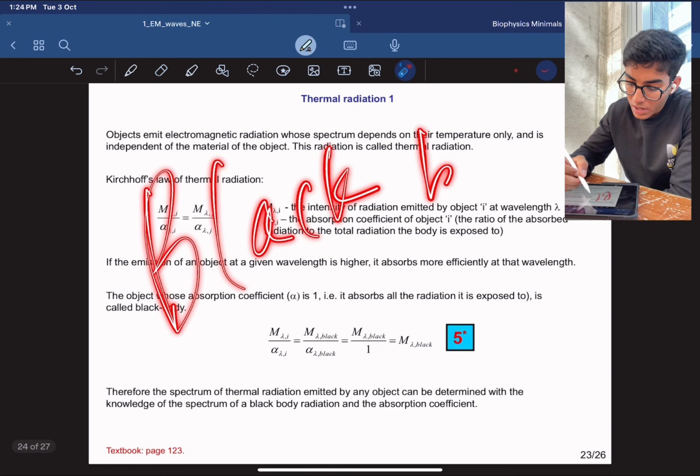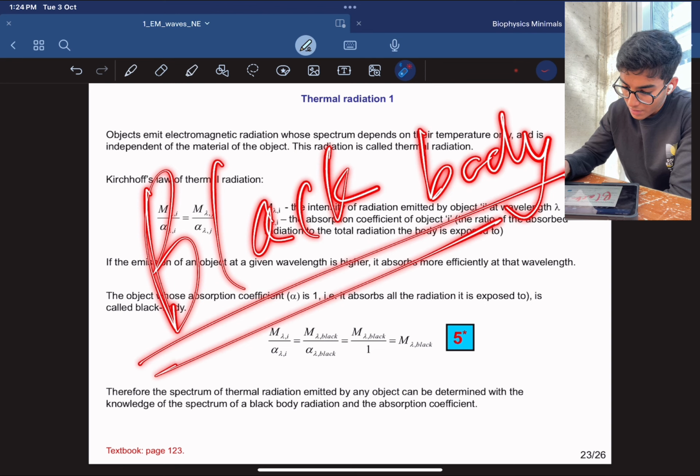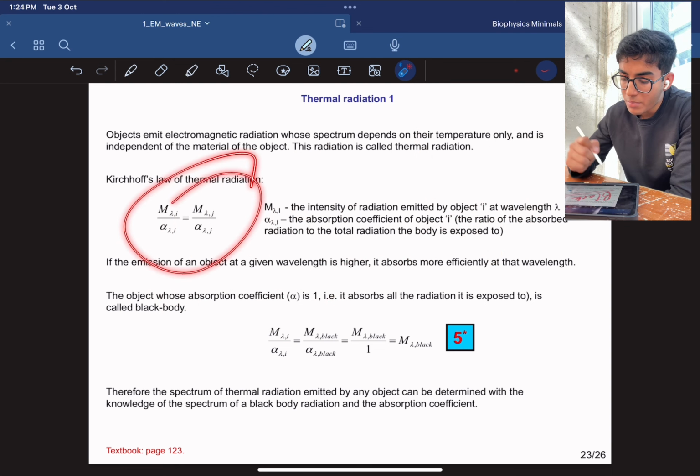The main concept is black bodies. Okay, black body is very important. This formula is not important at all. Learn Kirchhoff's law statement here, that's that. An object emits electromagnetic radiation. The spectrum depends on the temperature only, and is independent of the material of the object.